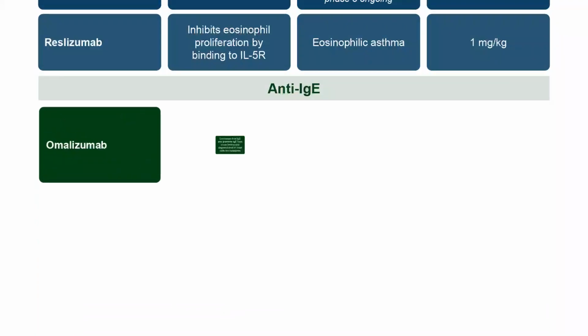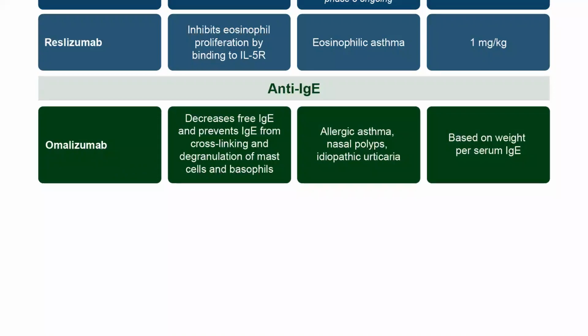Other monoclonal antibodies can be used in eosinophilic disorders. For example, Omalizumab decreases free IgE and prevents IgE from cross-linking and degranulating mast cells and basophils. It's indicated for allergic asthma, nasal polyps, and idiopathic urticaria. And although it's not commonly used for hypereosinophilic syndrome, there are case reports and series where it's been used as add-on therapy.